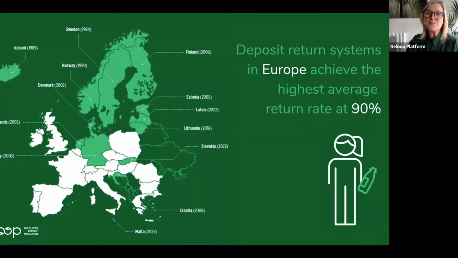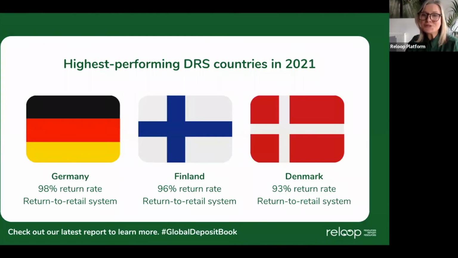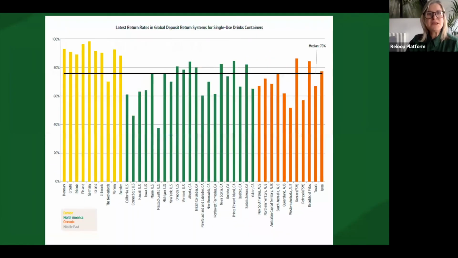And in Europe, the deposit rate on average is 90% return. These are the winners, let's just say. Germany hits the top at 98, followed by Finland and Denmark. This is what it looks like at a global level. The yellow clump of countries at the beginning is Europe. They are higher than most in terms of performance. The middle clump is North America, and the back clump, the orange countries, is Oceania. So you can see that Europe definitely leads the group.